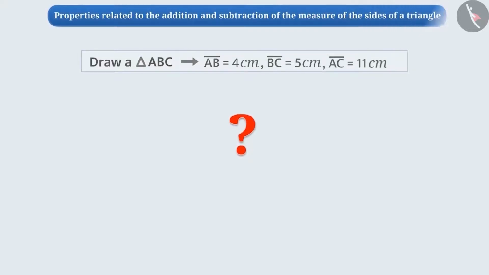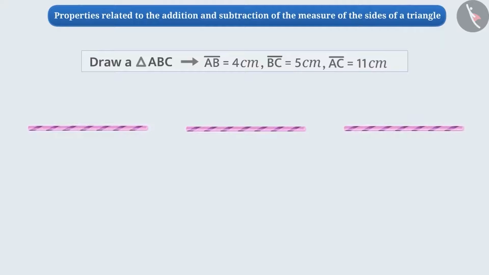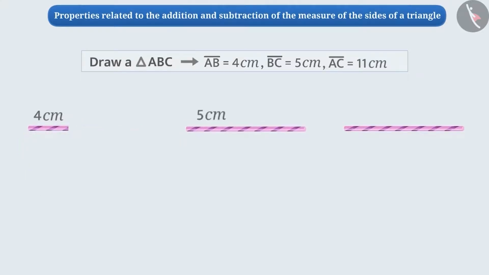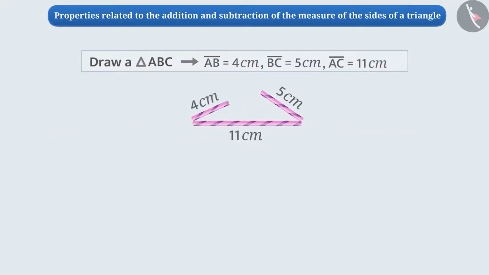So, will you be able to draw a triangle with the given information? Let's try to draw it. Here, we have taken 3 straws. Let's cut this straw at 4 cm using scissors or a knife. Similarly, we will cut this straw at 5 cm and this one at 11 cm. Now we will try to draw a triangle using the straws of lengths 4 cm, 5 cm and 11 cm. As you can see, we are not able to draw a triangle using the measure given here.